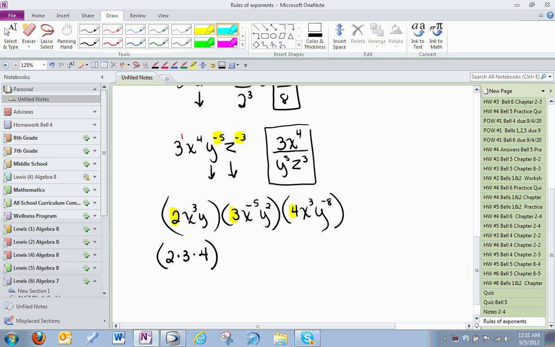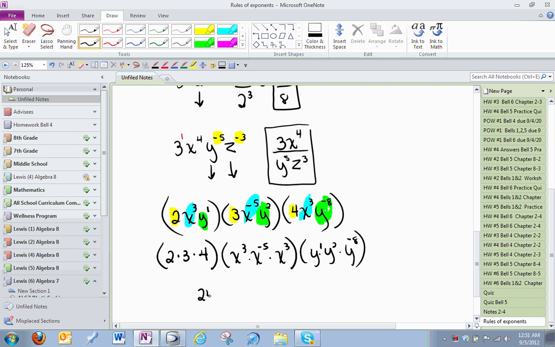Alright, the next thing I'm going to identify is my x's. I see I've got 3, so I'm going to write those as x to the third times x to the negative fifth times x to the third. And finally, I'm going to identify my y's. I have y to the first, because this is a 1, times y to the second times y to the negative 8. Now, if I multiply the front, 2 times 3 times 4, 2 times 3 is 6 times 4 is 24. I add the exponents.